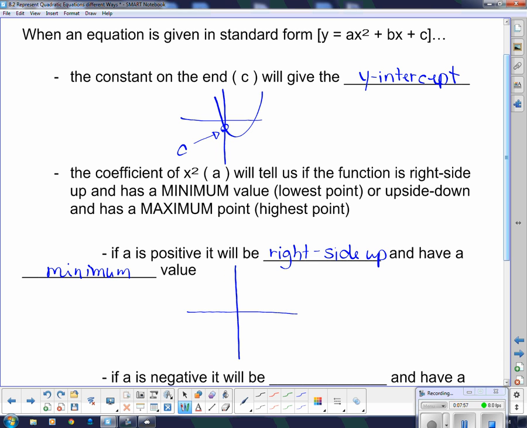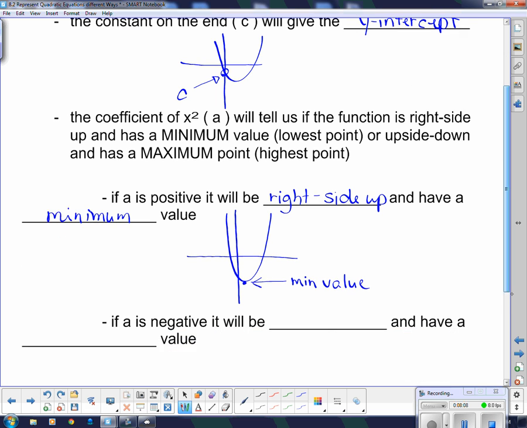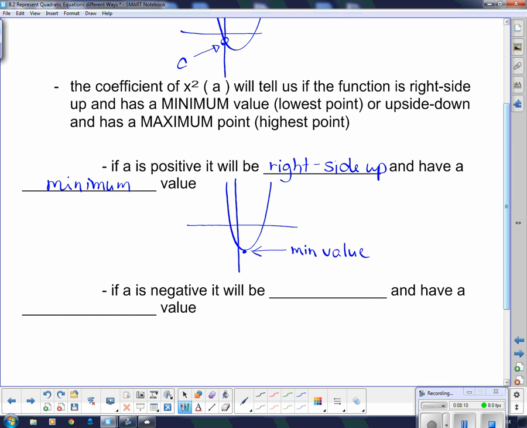So I'm just going to give a little sketch, that's what it'll look like. It'll have a minimum point down here, and this will be our minimum value. If a is negative, it will be upside down and have a maximum value. So here's our parabola, it's upside down. Here it has a max value.